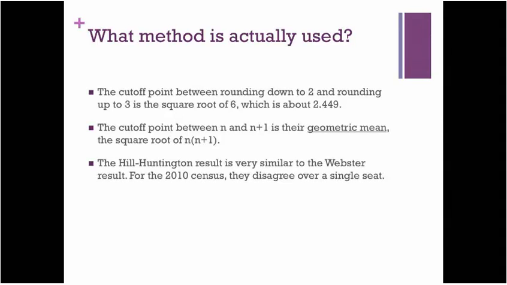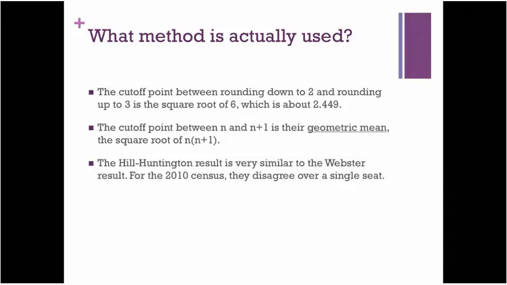This is the method that's actually being used, and probably will be used forever, for apportioning the House of Representatives. As I said, it's very similar to the Webster result, and if you try out the two methods on the 2010 census, they just disagree over a single seat. I actually forget who lost it, but in fact Rhode Island gets an extra seat that it wouldn't have under the Webster method when you use the Hill-Huntington method instead.